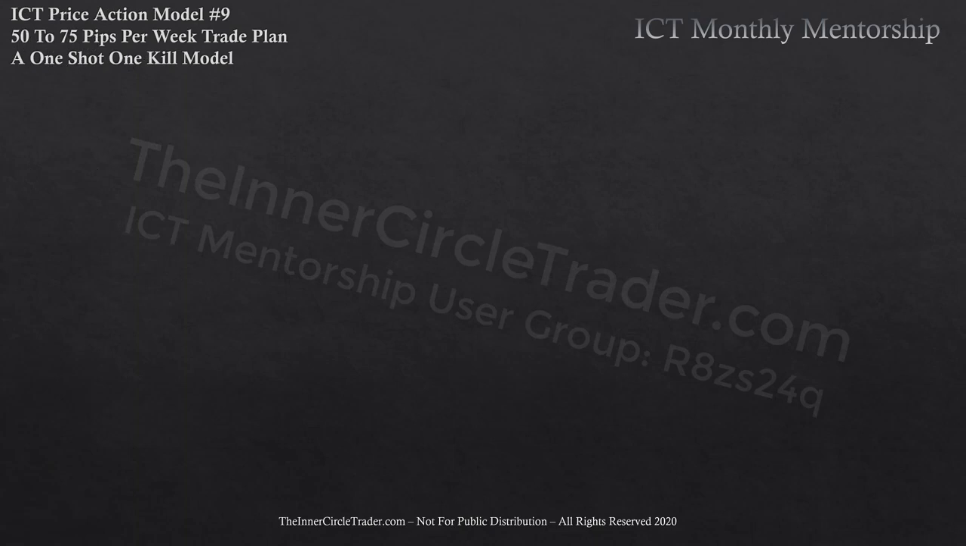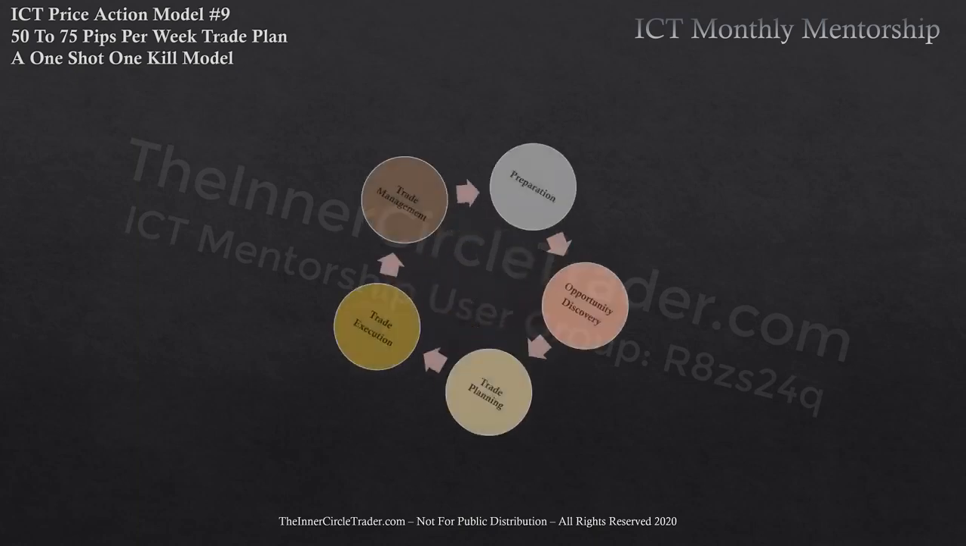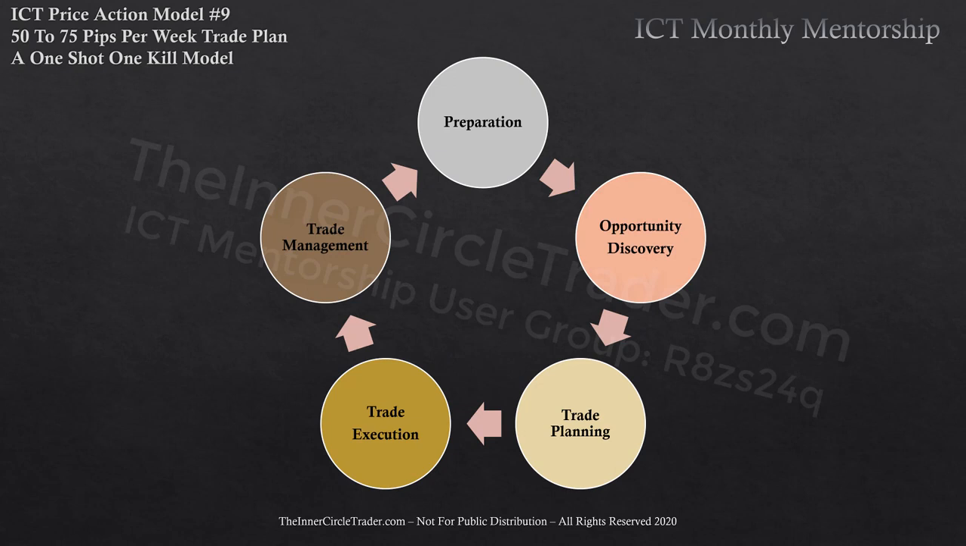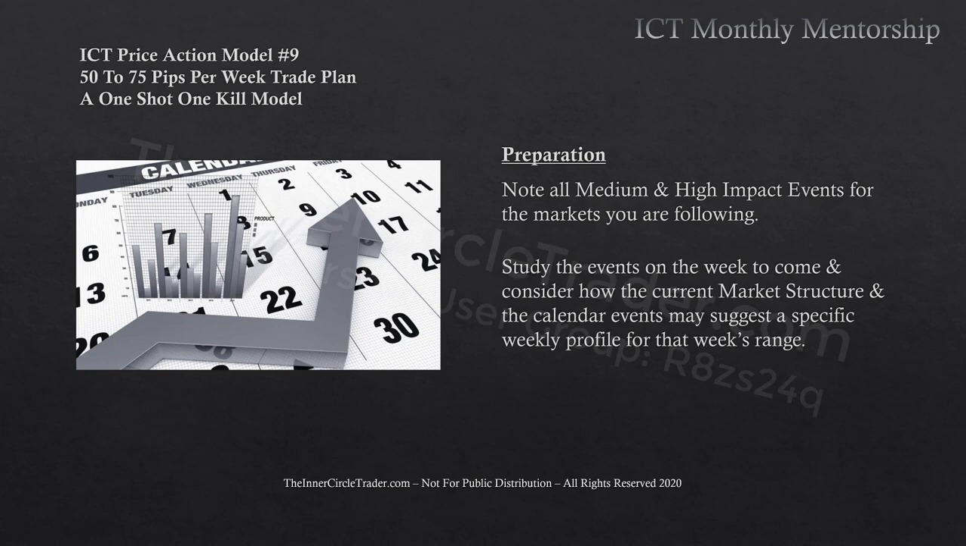Okay, ICT price action model number 9, 50 to 75 pips per week trade plan, one shot, one kill model. Like always, there's 5 stages to every trade plan development. First, preparation, opportunity discovery, trade planning, trade execution, and trade management. All right, so preparation. Obviously, we're going to be noting all medium and high impact events for the markets that you're going to be following. You're going to study the events on the week to come and consider how the current market structure and the calendar events may suggest a specific weekly profile for that week's range.